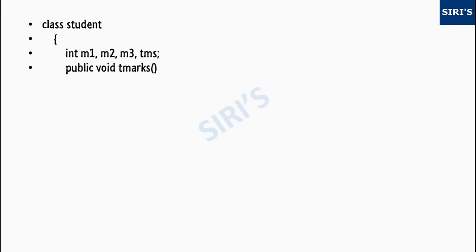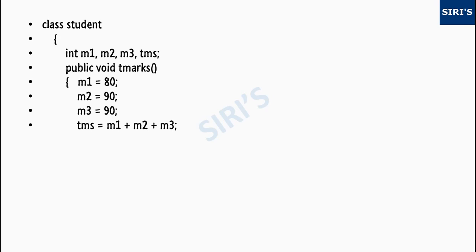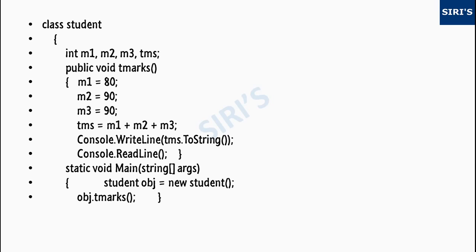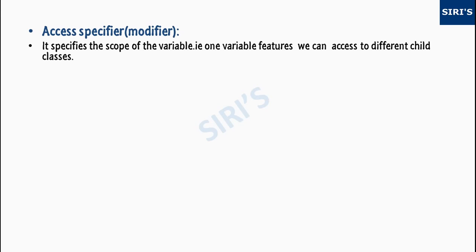The class has marks M1, M2 and M3, and TMS, total marks, is equal to M1 plus M2 plus M3. Console write line TMS to string, console read line. Student object, new student object, marks, access specifier, modifier.